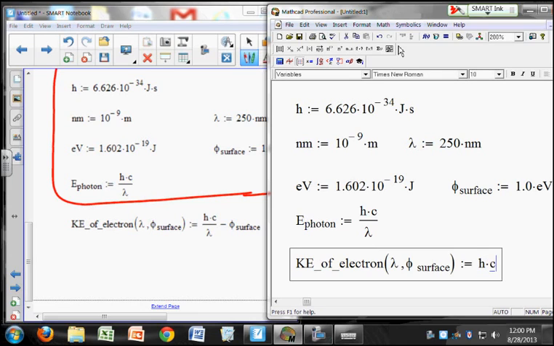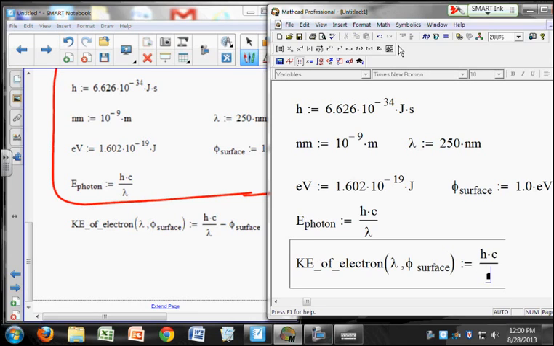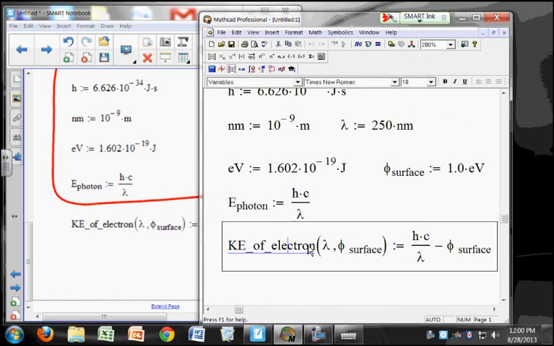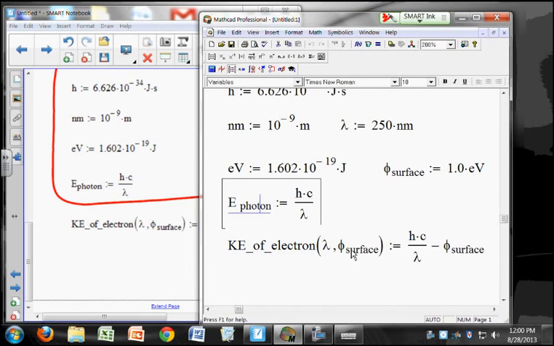H times C, space bar, over lambda. So L, Control G. Now, everything I type from here on will stay in the denominator. So if I want to get out of the denominator, I have to press space bar. Okay, minus phi, so F, Control G, dot surface. Okay, and you have to press enter. That just completes the expression. So this is a mathematical expression, an assignment to a variable name or a function.